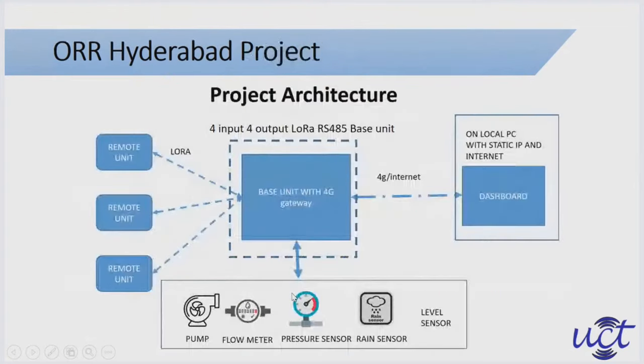So this is the project architecture. There are remote units with 4 valves underneath. This is the same remote unit I have shown earlier. Then there is a gateway which connects to pumps, flow meters, pressure sensors, rain sensors and level sensors, and then it is backhauled to the internet via a 4G network.